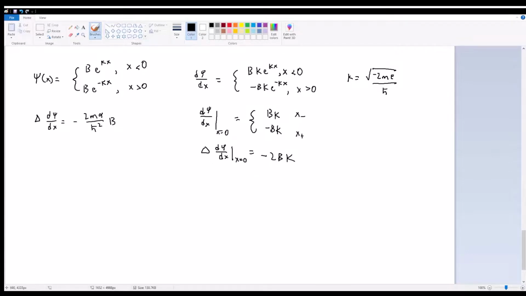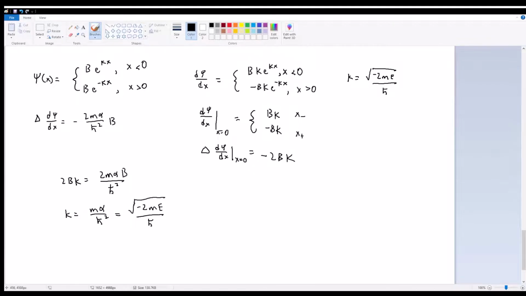This is going to equal this, so we can link these two together and get a formula for k. So 2bk is then going to equal 2m alpha b over h bar squared. We cancel out the 2b, then k is equal to m alpha over h bar squared. We also have the definition for k here, so this is going to equal the square root of negative 2mE over h bar. And from here, we can find the values of energy.